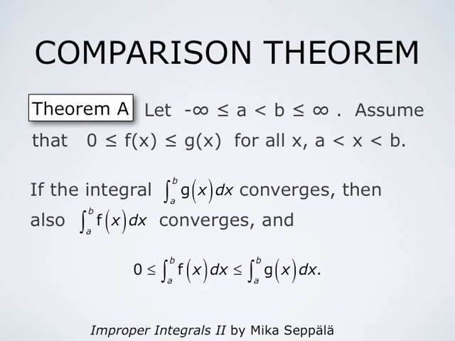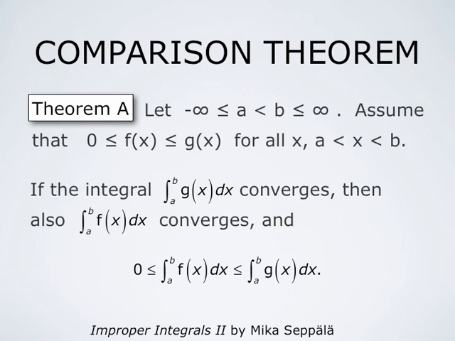And then, since the domain under the graph of f is included in this domain under the graph of g, which has finite area, then also the domain under the graph of f must have a finite area. And therefore, if the improper integral from a to b g of x dx converges, then also the improper integral from a to b f of x dx converges, and we have this inequality: 0 is at most the integral from a to b f of x dx, and this is at most the integral from a to b g of x dx.